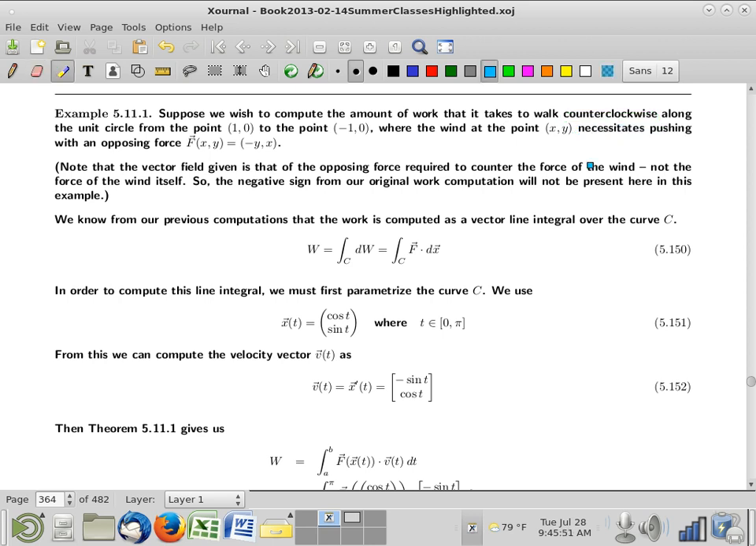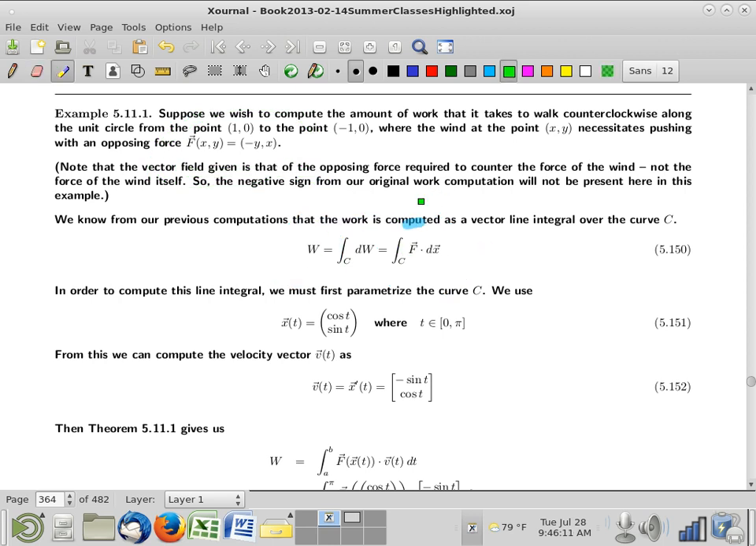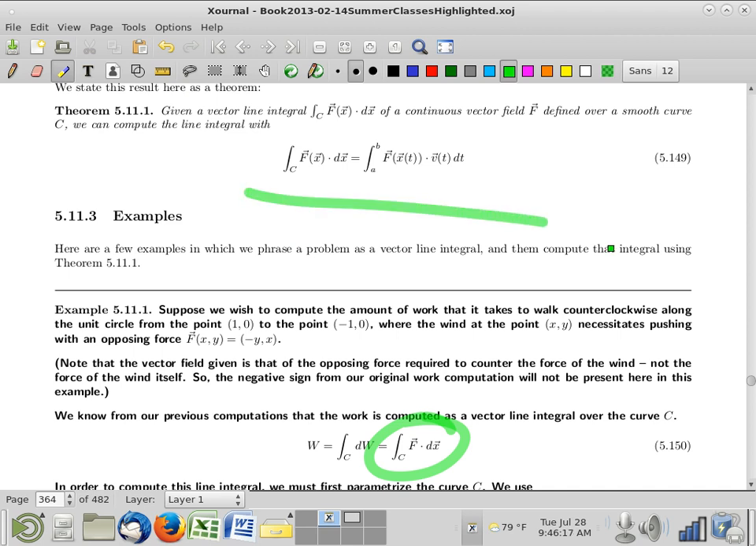All right. So we've got a path. We've got a force. We already know that work is computed as a vector line integral of the force. Specifically, this force is the force that I am applying. So no additional minus sign required. And so here we go. And now we're just going to compute this vector line integral. Don't forget, we have a handy-dandy formula for computing vector line integrals.